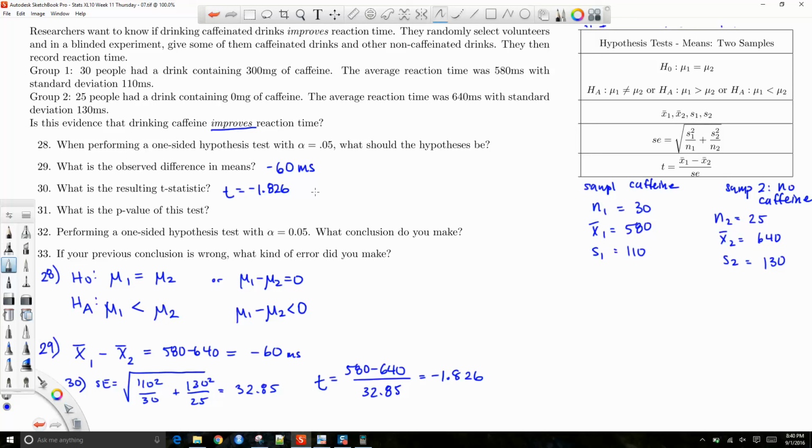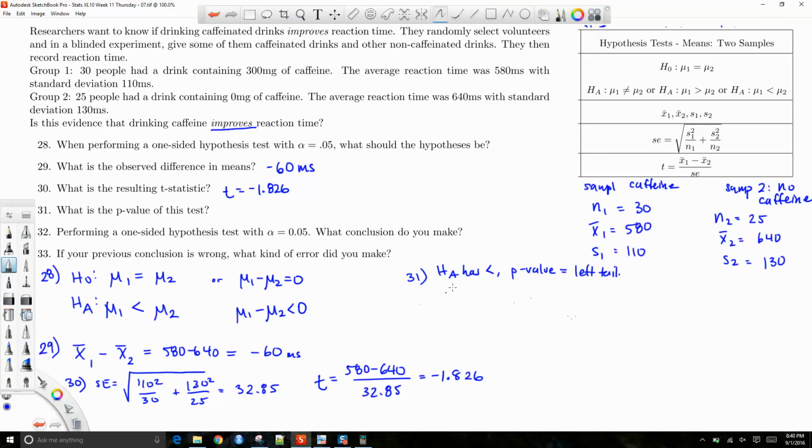Hope that's good with everybody. Okay, 31, we're going to look up the p-value. All right, so our alternative hypothesis has a less than sign, so that means our p-value is equal to our left tail area. Okay, our t is negative, and that works out because when we see a negative sign, we basically just look that up in the table, but it changes from right tail to left tail.